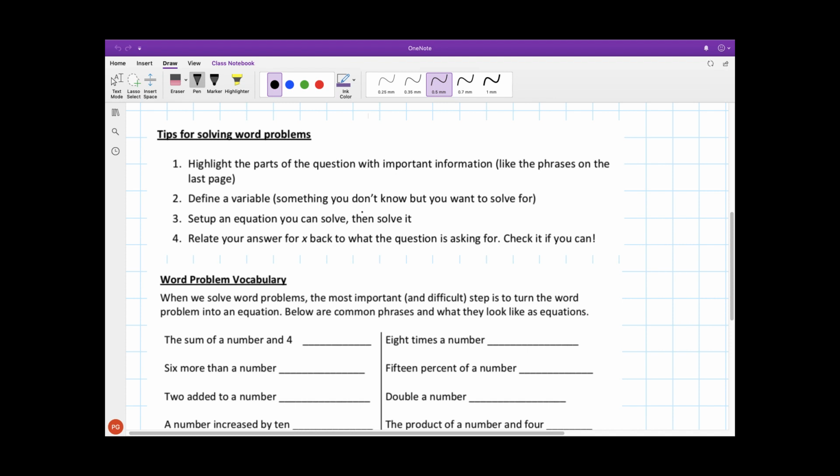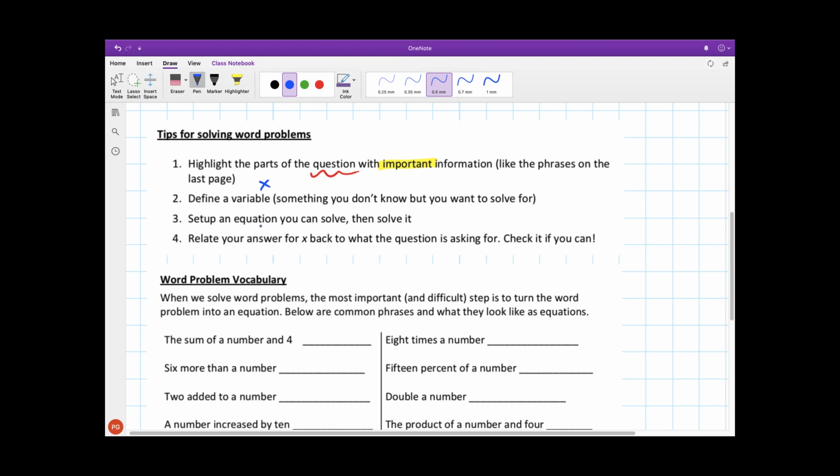So some tips for solving word problems. Highlighting the question, so whether that's highlighting it through underlining or maybe you have a highlighter of your own, whatever it is, I really encourage you to do that. Next is to define a variable. Usually people like to use something like x for something you don't know or want to solve for.